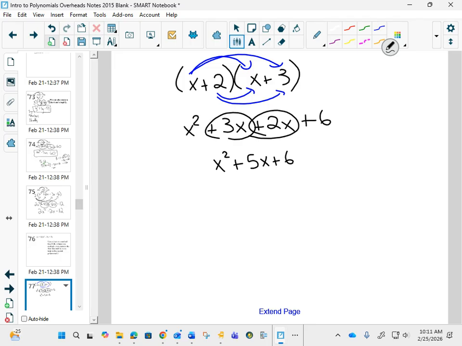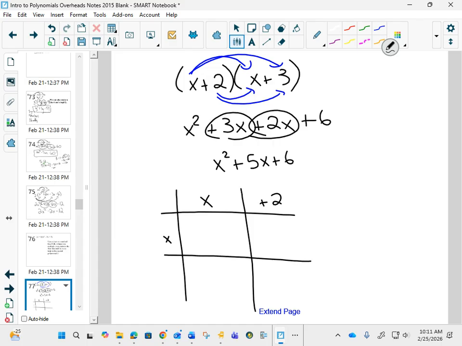And sometimes we can solve this with something called the chart method. Some people really like the chart method, especially for the next thing. Notice you had 4 arrows. The chart method looks like this. If you have x plus 2, you would write x and plus 2. And if multiplied by x plus 3, you would have x and plus 3. And you make a chart, and this chart has 4 boxes. Those 4 boxes represent your 4 arrows.